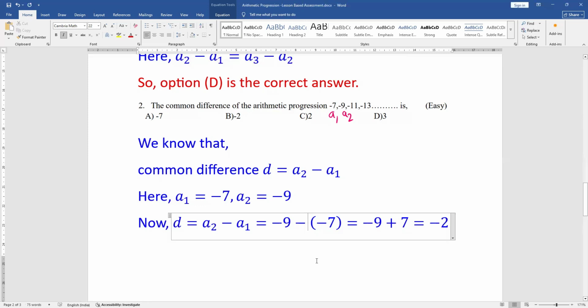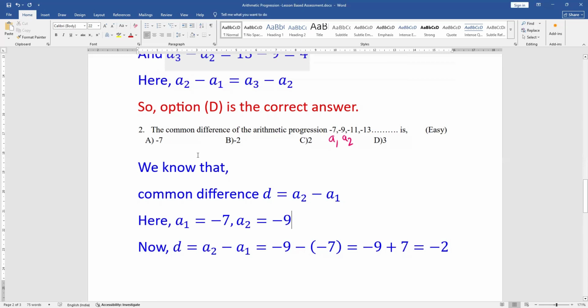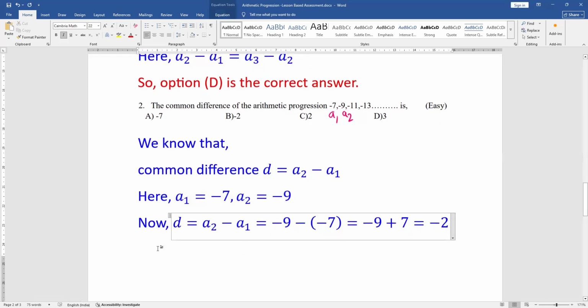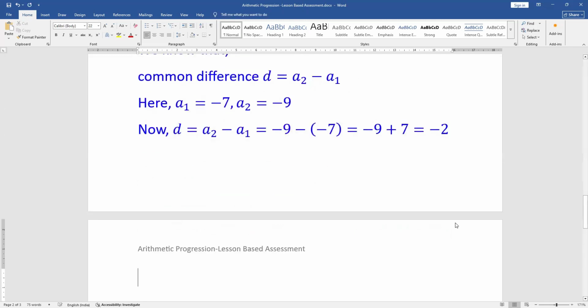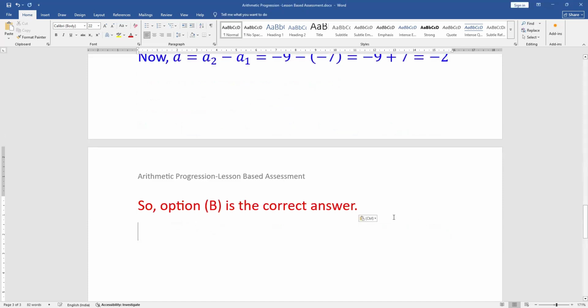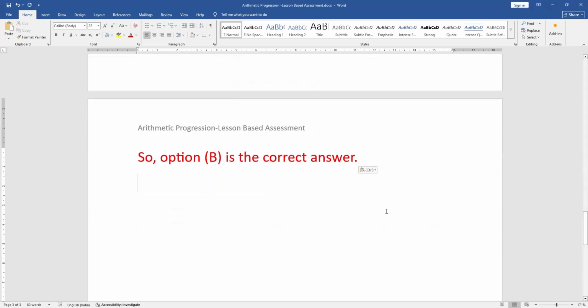Now -2, which is matching here? -2, that is option B. So I'm going to write option B is the correct answer. Now I move on to the next question.